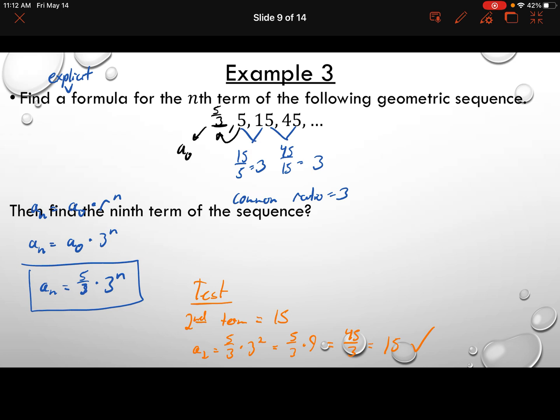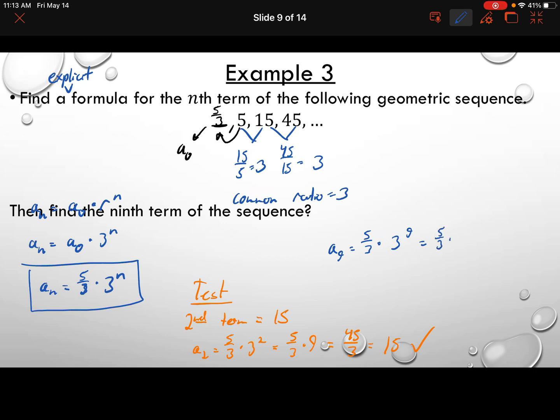And then find the 9th term of the sequence. So let's do that. So let's see, a sub 9 would be 5/3 times 3 to the 9th power. Let's see, what is 3 to the 9th power? I got to get out my calculator now. 3 to the 9th power. Okay, it's a big number.